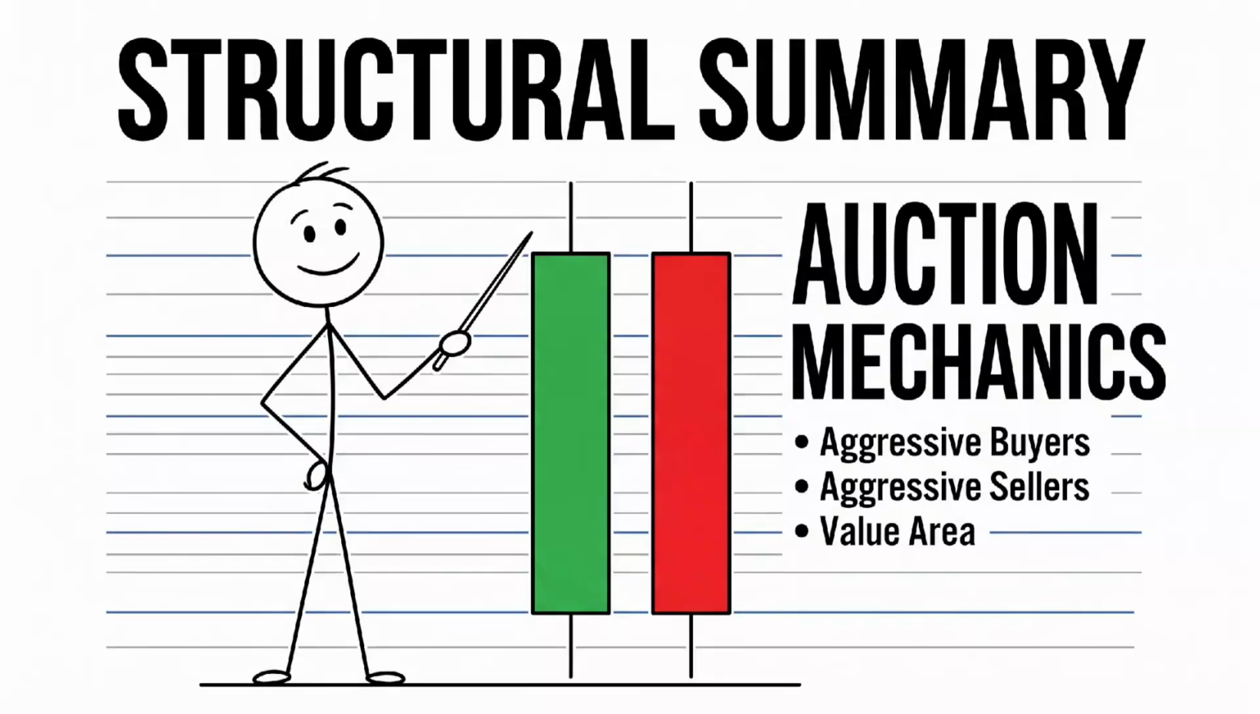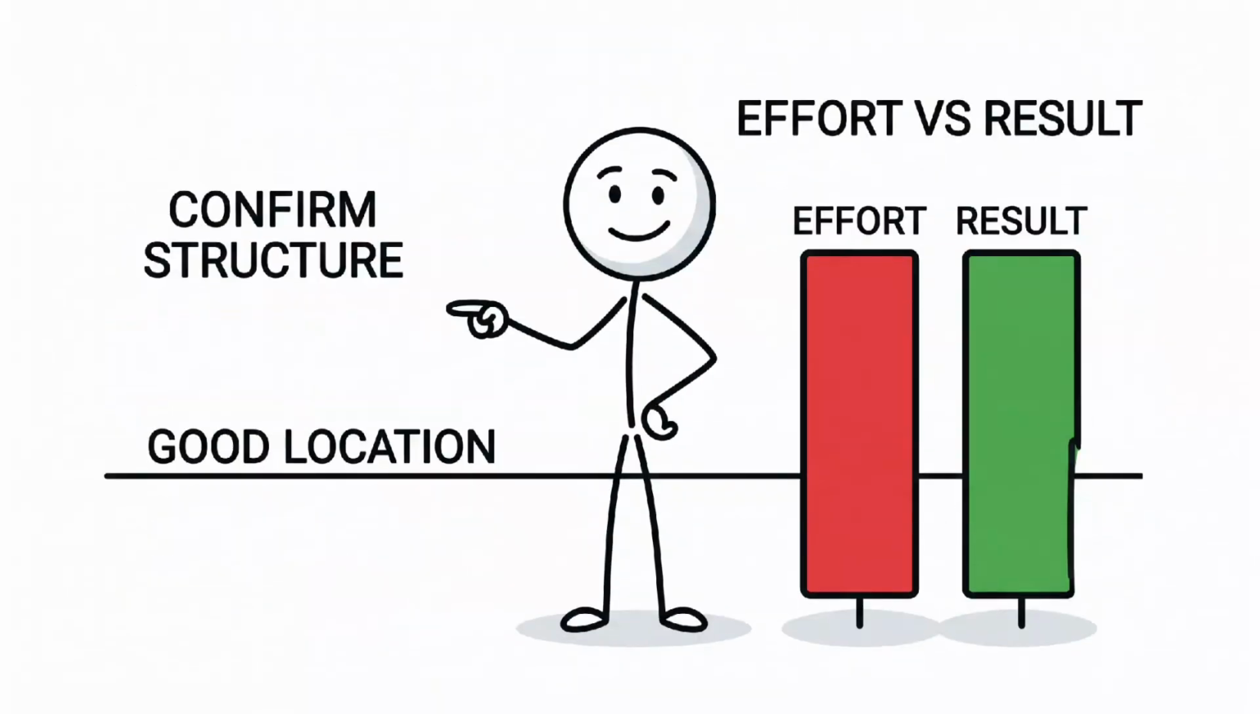Conclusion and structural summary. Mastering the financial markets does not require complex predictive magic. It requires reading auction mechanics accurately. Price action tells you where the market has been, but volume tells you how healthy the underlying move actually is. By applying the law of effort versus result, tracking institutional absorption, and remaining patient until stopping volume or climax patterns confirm market structure, you shift your execution from guessing to analyzing conviction.